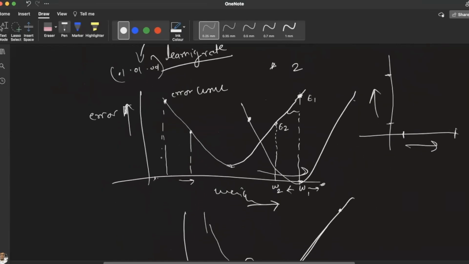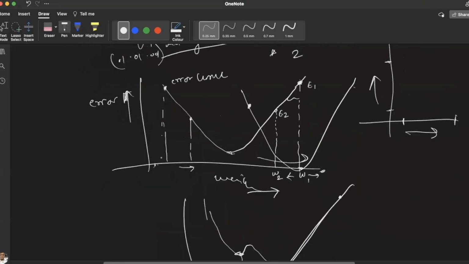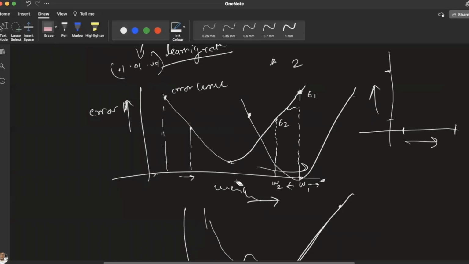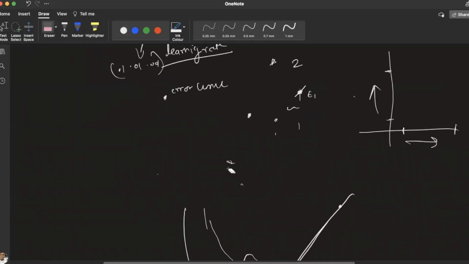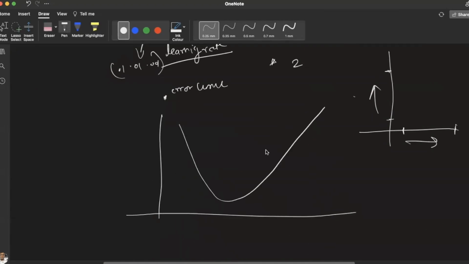So now if you have a very large value of, let's say, eta, what will happen? The weight updation will happen very, very fast. And let's say I have generated this W. Let's say from here, next time the weight has been reduced by a lot and it came over here. Next time it has been reduced by a lot, it came over here. And next time it has been reduced a lot and then it came over here.